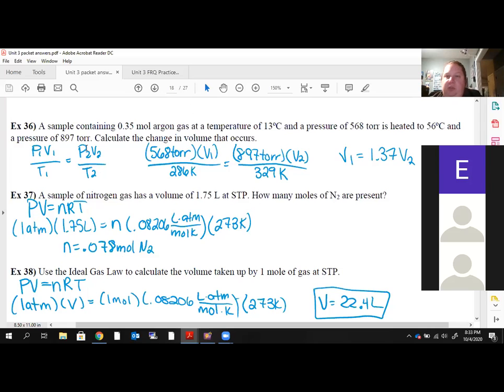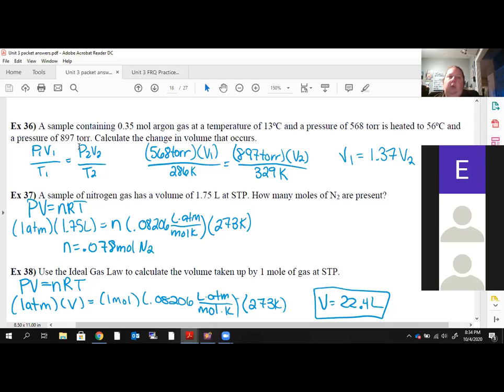this is a problem where they're just throwing a bunch of numbers at you. We've got to figure out what's going on. It says we have a sample containing a certain number of moles of argon at a given temperature and pressure, and it is heated to a different temperature. This one isn't quite as obvious because it doesn't say we changed the temperature, but we can see that the temperature is changing. Anytime you see a change like that, or it says calculate the change in volume, that means we're going to use the combined gas law.